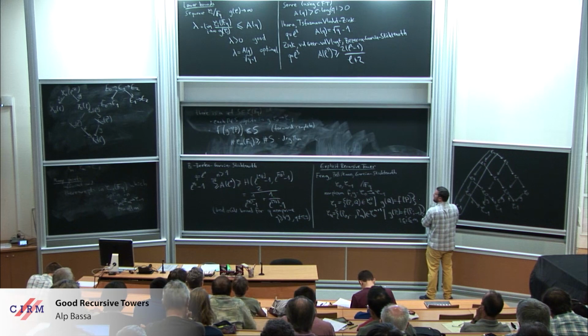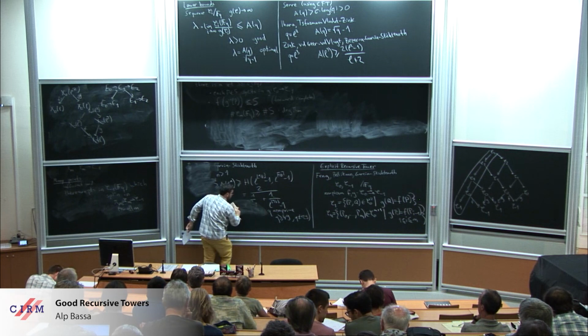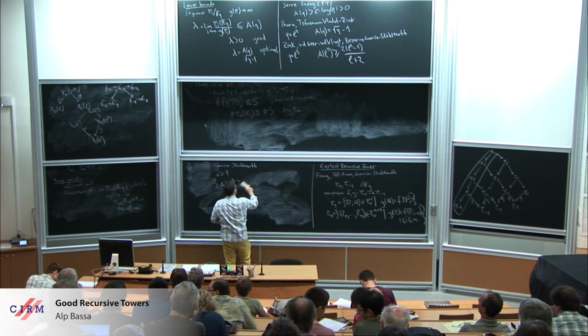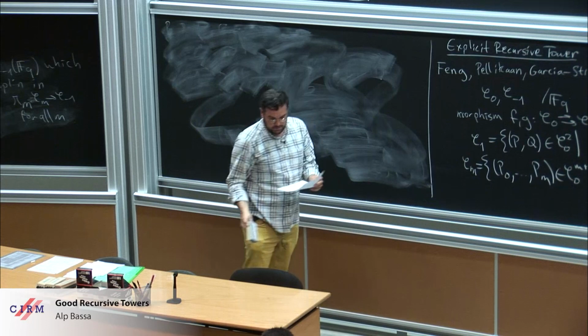Okay, that would be one way of obtaining many points. And another thing that you want to control is the genus. You want the genera of the sequence of curves to not grow too fast, so that the ratio of the number of rational points to the genera tends to something positive.